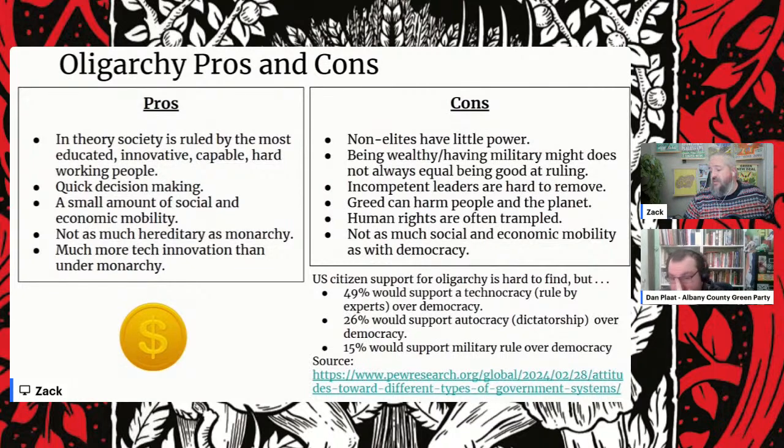26% would support an autocracy, a dictatorship over a democracy. That's, to my mind, a pretty worrying statistic. People just want someone who's strong, perhaps, that they can follow, and just hope that person, being in a better position than them, will guide the country in the right direction.